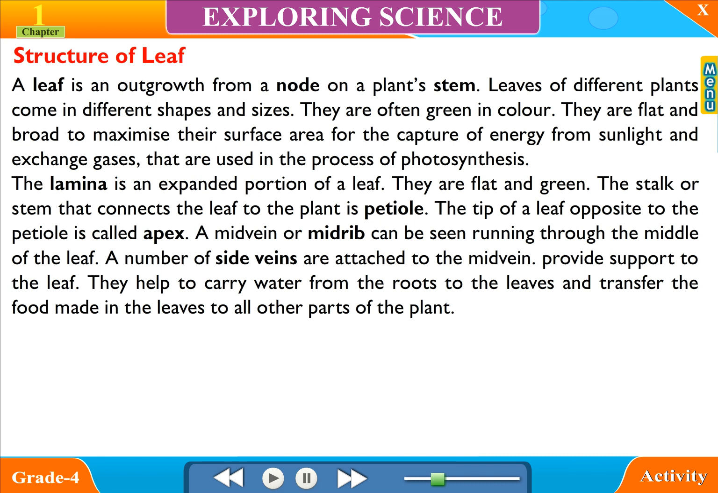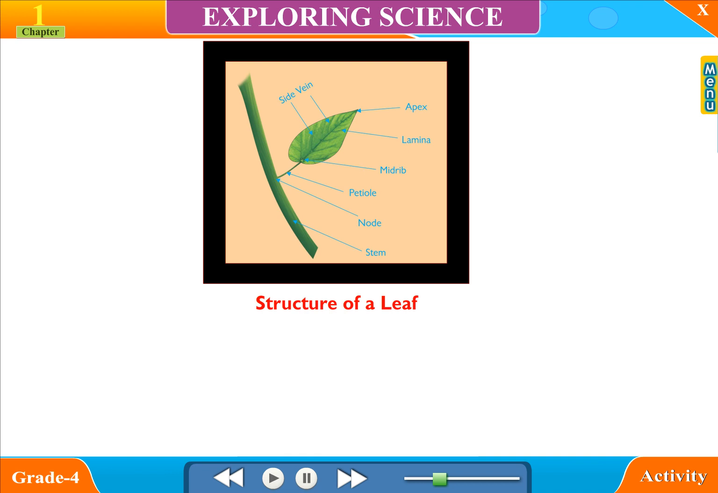These veins provide support to the leaf. They help to carry water from the roots to the leaves and transfer the food made in the leaves to all other parts of the plant. Structure of a leaf: side vein, apex, lamina, midrib, petiole, node, stem.